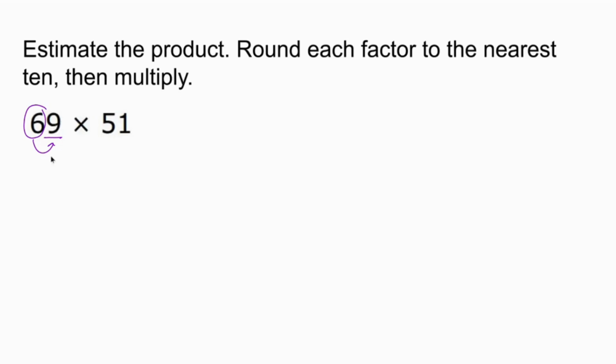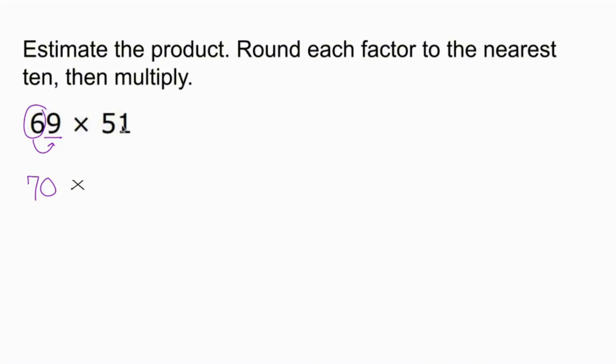Well, 9 is way above 5, so 6 is going to turn into 7, and we're going to turn that 9 into a 0. So 69 gets rounded to 70. Easy peasy. Let's drop down the times symbol. And then we're going to do the same thing with 51.